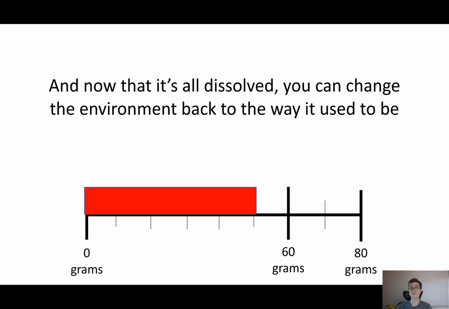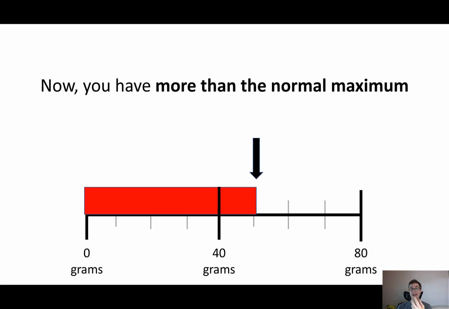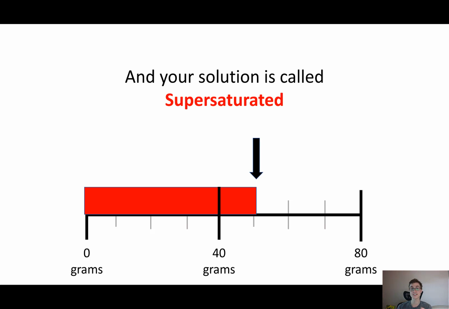And now that it's all dissolved, you can change the conditions back. You can cool it back down or do something else. So the maximum solubility changes back to what it used to be, which is 40 grams in this case. And now you have more than the normal maximum dissolved, because you changed it, then you dissolved it, then you changed it back. And you call it supersaturated.